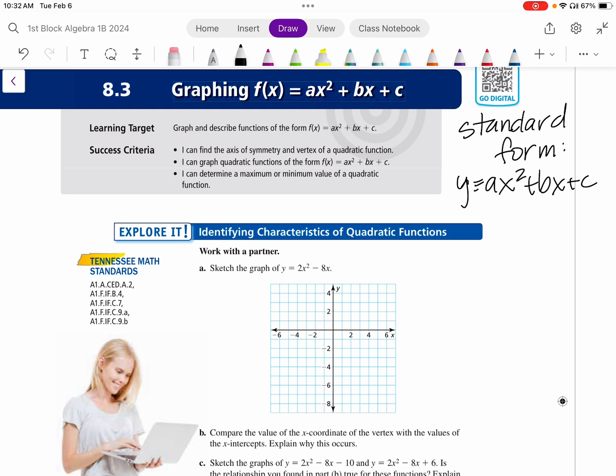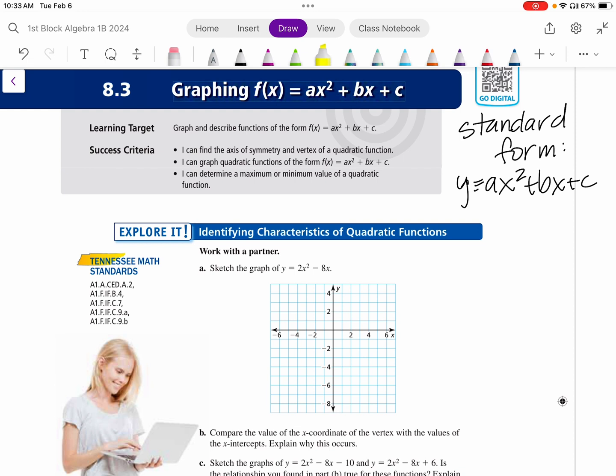On Monday, we dealt with the changes that a makes. It stretches and shrinks, might flip it upside down. Yesterday, we dealt with what c does. It moves the graph up and down. And today, we're going to add in the last piece of standard form, the bx term.